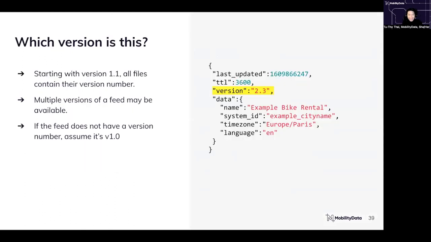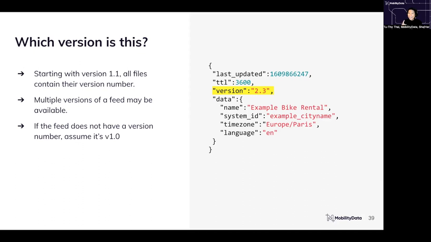As I said, a lot of different versions of GBFS were created since its first draft in 2014. So to know which version you are in when you open any file in a GBFS feed, at the very beginning, from version 1.1, you will actually see the number of the version. So here, for example, it's 2.3. If you don't see that line, it's safe to assume that it's 1.0, though that version keeps on being less and less used because it dates a little bit.